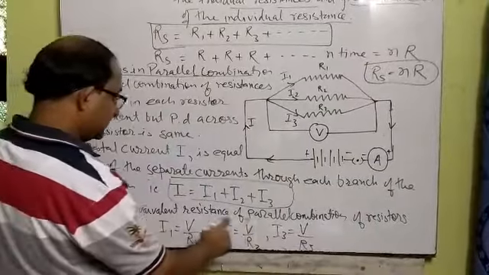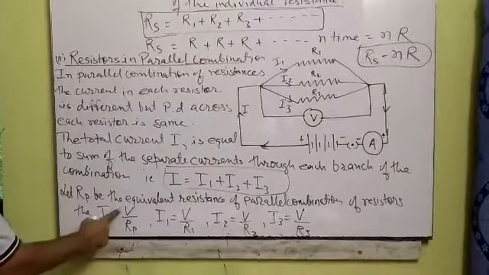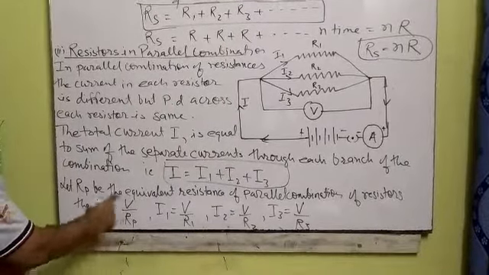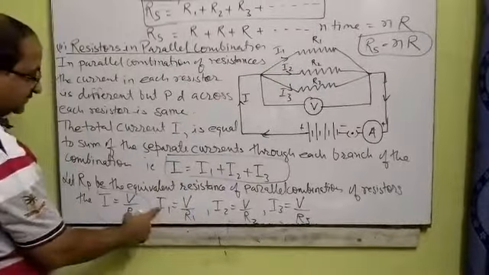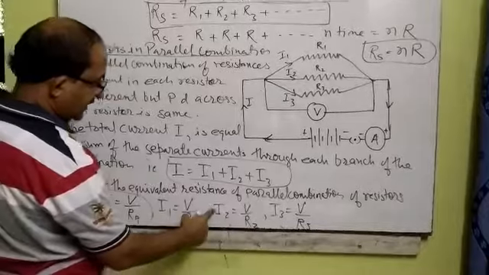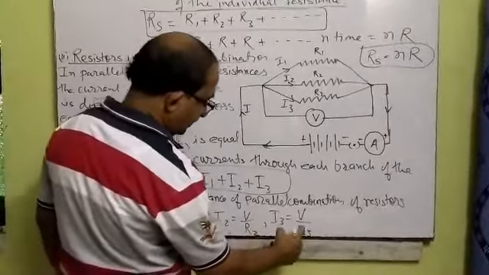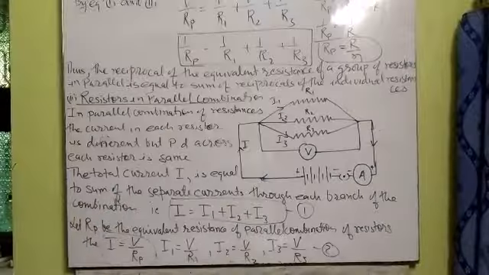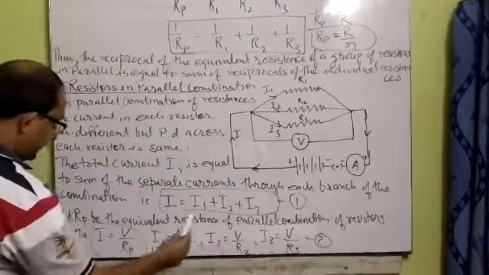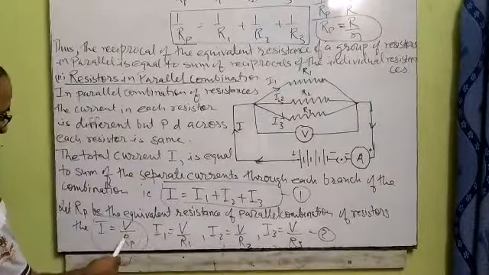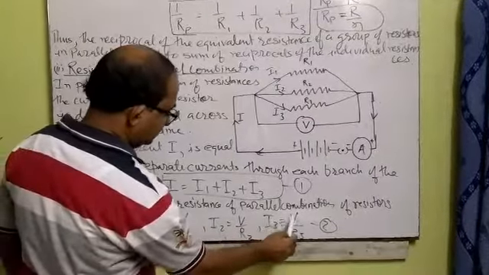This is called the equivalent value of resistance, that is Rp. So if Rp is the equivalent resistance of the parallel combination of resistors, then the current I will be equal to V upon Rp. This is the total current. The current flowing in the first resistance R1 can be calculated by V upon R1, I2 by V upon R2, and I3 by V upon R3. By equation 1, which is I equals I1 plus I2 plus I3, and by equation 2, in which I equals V by Rp, I1 equals V by R1, I2 equals V by R2, I3 equals V by R3.